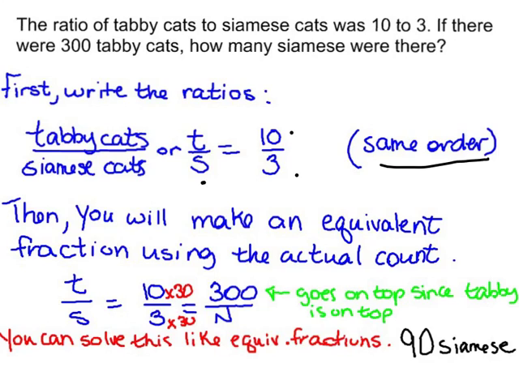Well, like it's done here, I could say equivalent fraction, then that method would say that 10 times 30 is 300, so 3 times 30 would be 90. Okay, so a ratio is also an equivalent fraction.